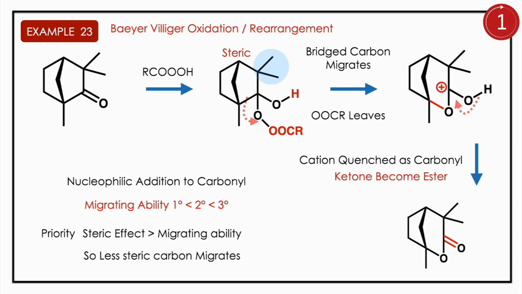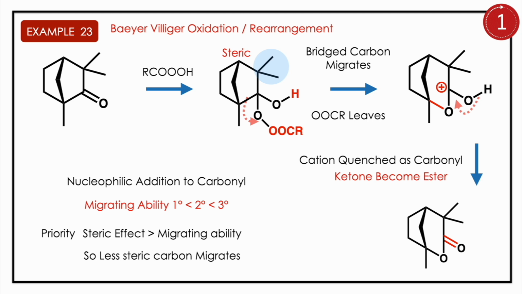Here ketone is there, peracid is there. First step will be nucleophilic addition, that is Baeyer Villiger oxidation. The addition leads to the new C-O bond. So one carbon migrates to stabilize it. Which carbon migrates is the real question.